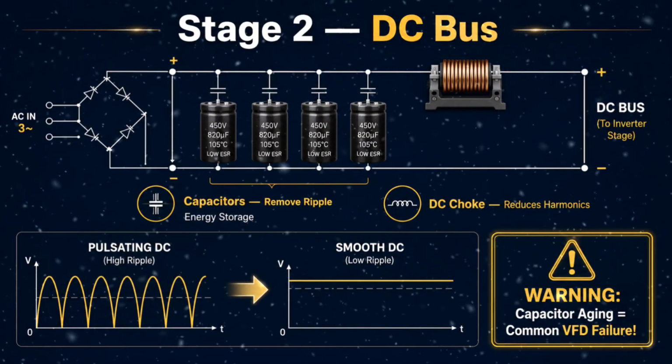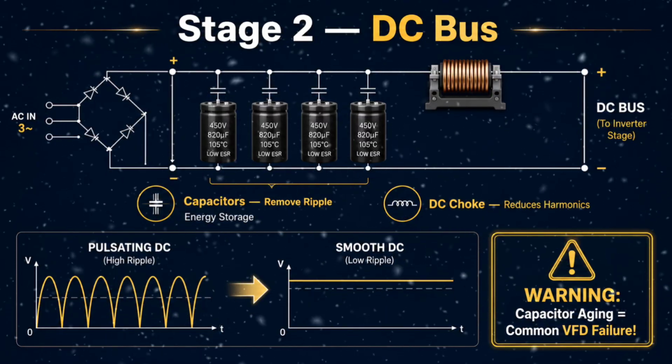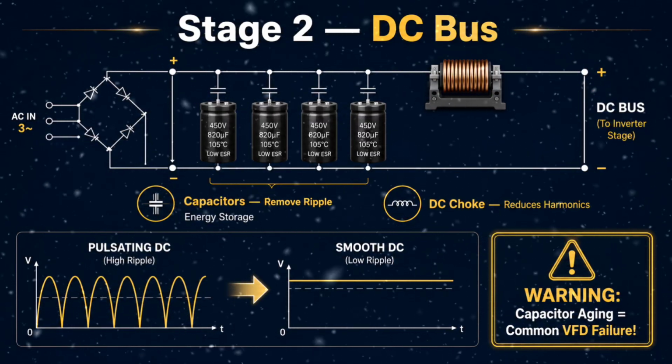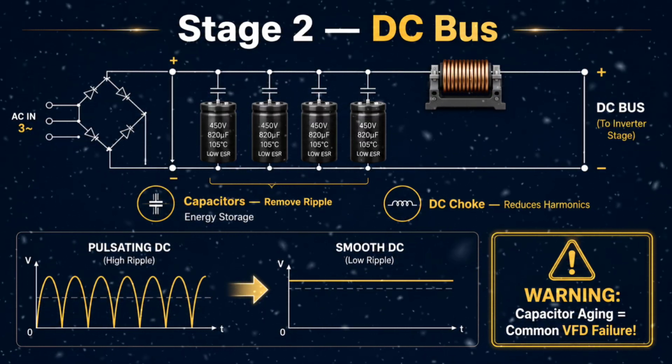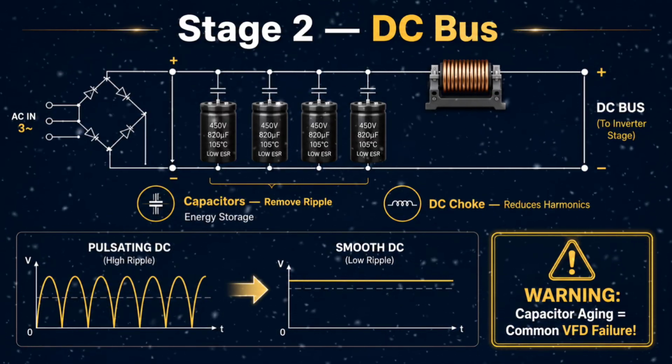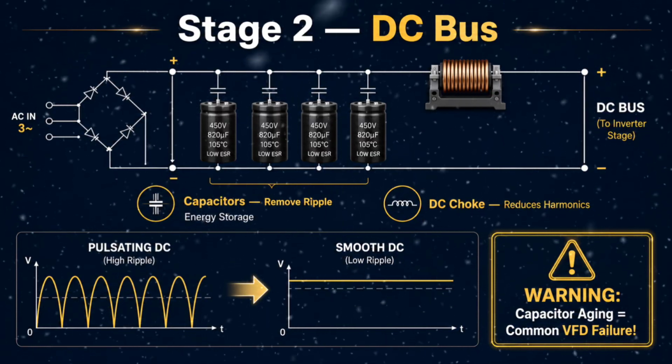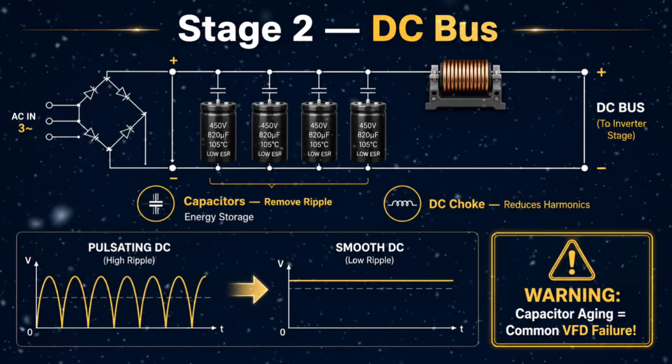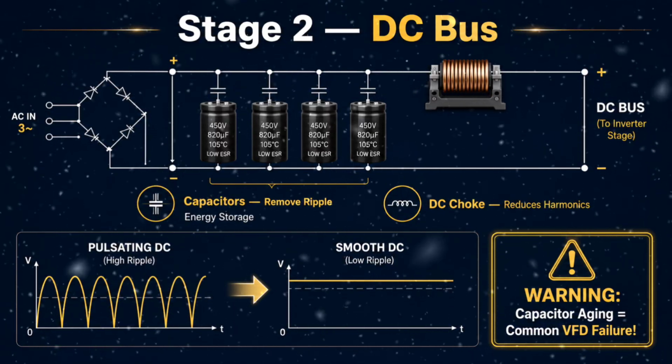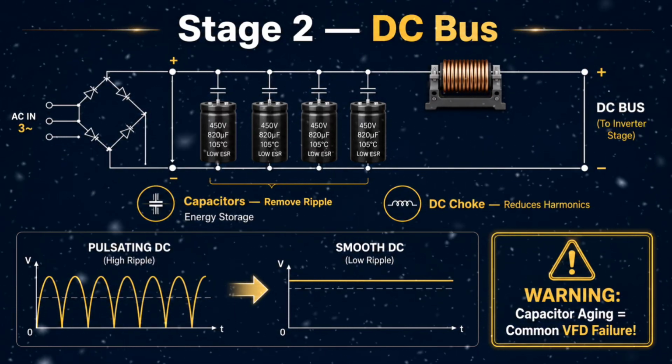Look at the screen. Stage 2. DC bus. The DC bus is the heart of the VFD. Its job is to take the pulsating DC from the rectifier, filter it, smooth it, and store it, ready for the inverter stage. Look at the circuit on screen.